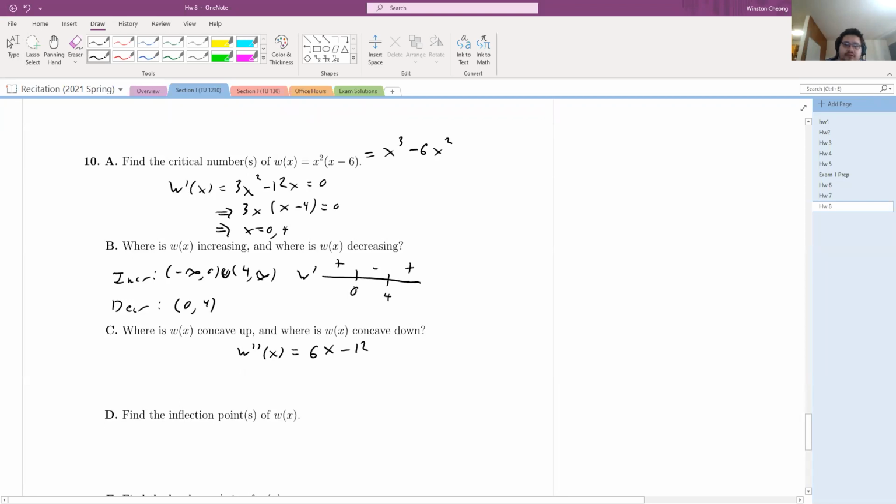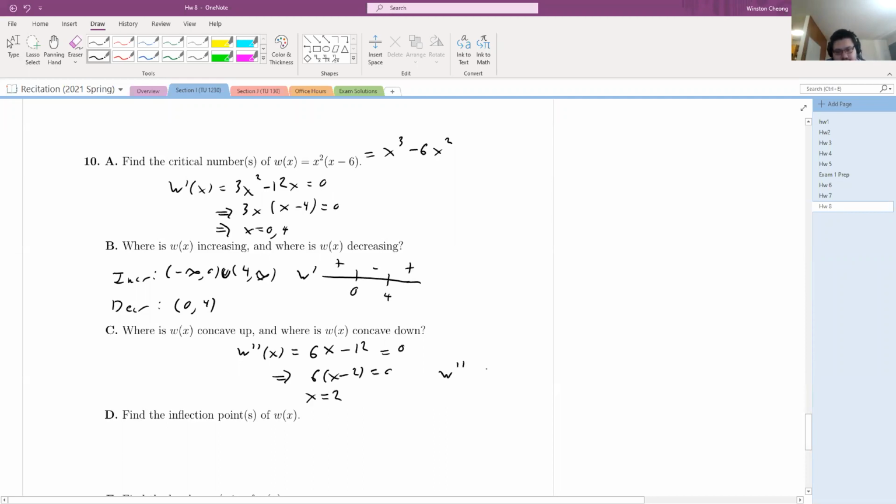Then to do the sign chart for w double prime, the second derivative, what would make sense is to actually find when this is equal to 0. Find the tick marks and then test the intervals. So this gives me 6x minus 2 is equal to 0. So then x is equal to 2.